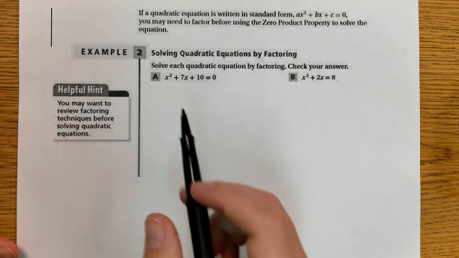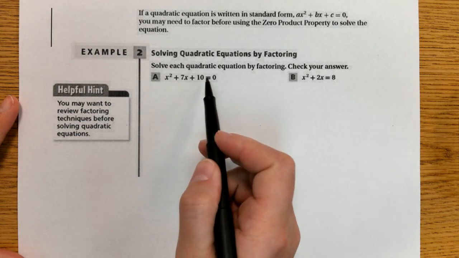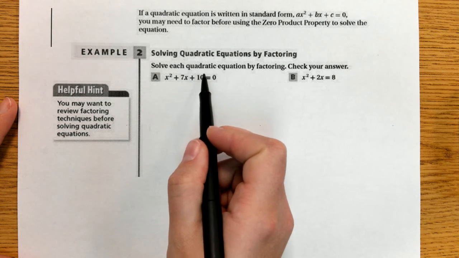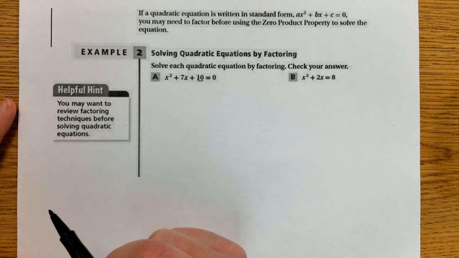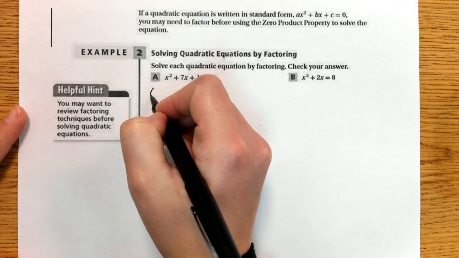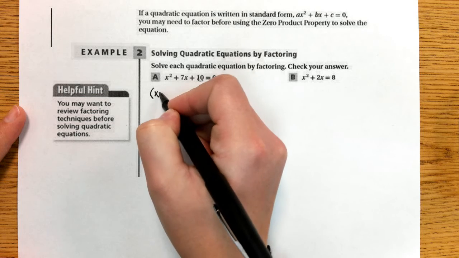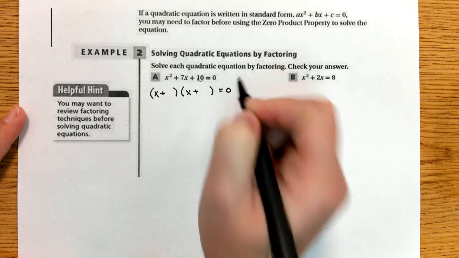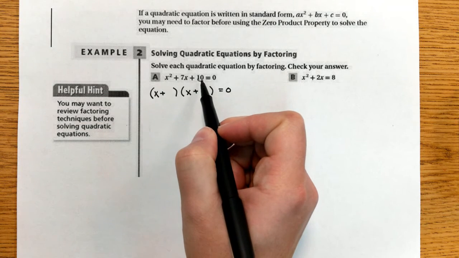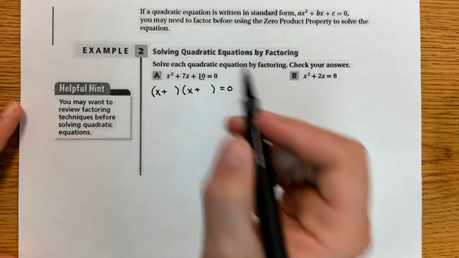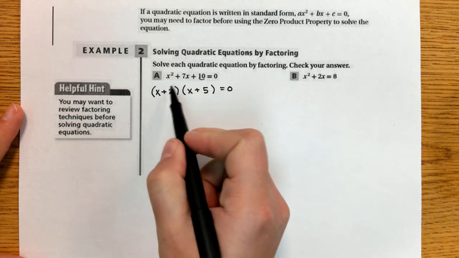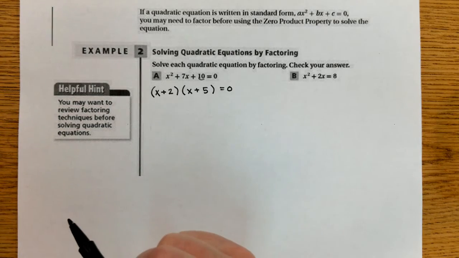For a, I have x squared plus 7x plus 10 equals 0. Here, x squared has a coefficient of 1, so I need to look at factors of 10 that are going to add together to give me 7. I'm going to set up my two sets of parentheses. These are both positive, so it's going to be x plus times x plus, and it equals 0. Factors of 10: 1 and 10 give me 11. 2 and 5 does give me 7, so it's going to be x plus 2 and x plus 5. You could also write the 5 first and the 2 second, totally up to you, but it means the same thing.